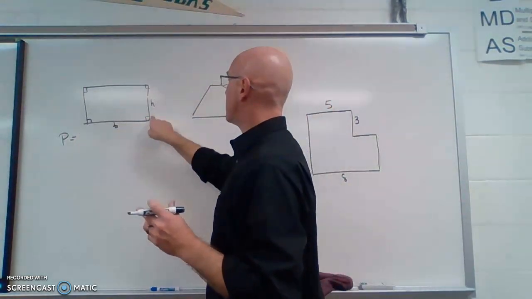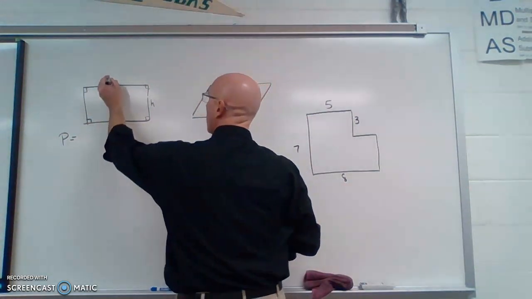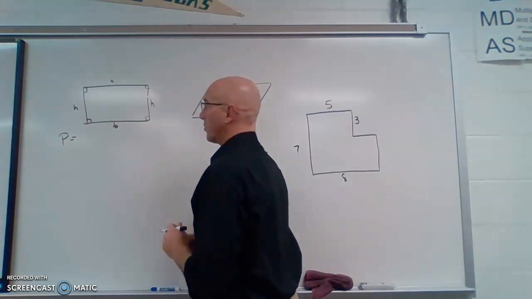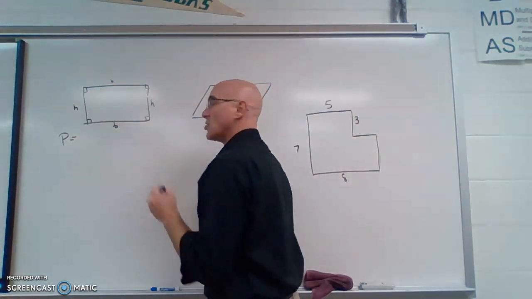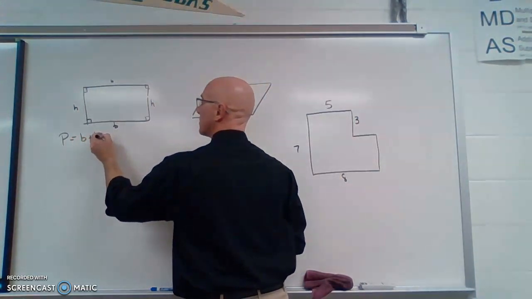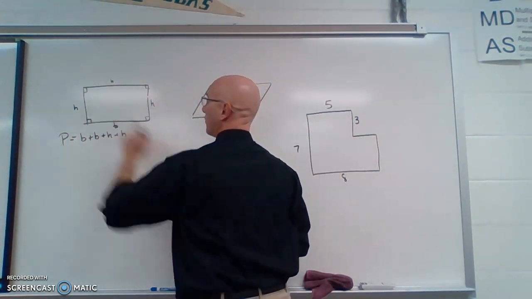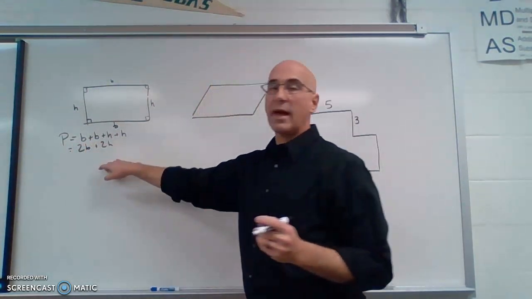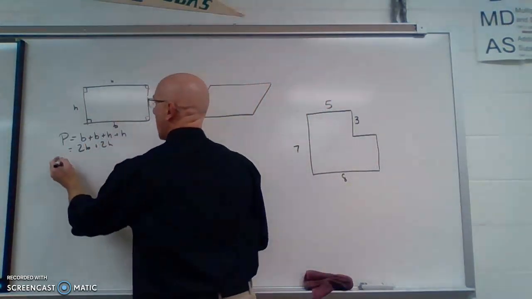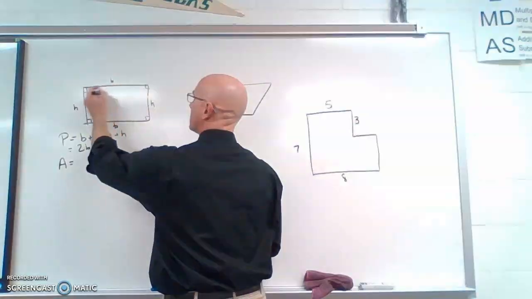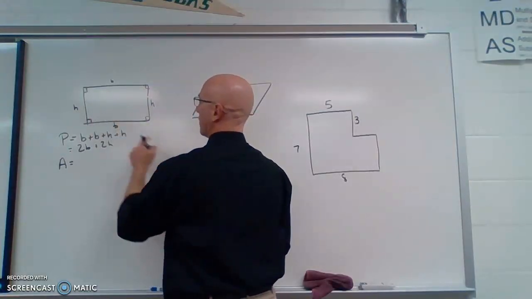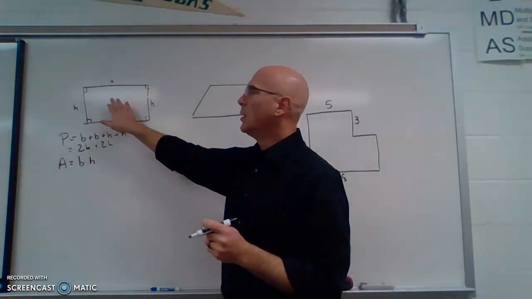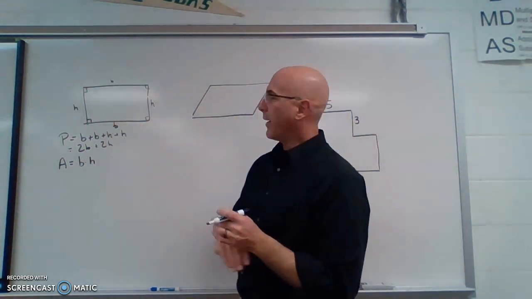So the perimeter is the distance around. We know that these two are parallel and congruent, and these two are parallel and congruent. So we have two bases and two heights. Base plus height plus base plus height. Or we could say 2 times the base plus 2 times the height. That is the perimeter. And the area, the amount of surface that this covers, is base times height. It's kind of like how you learned multiplication way back in 3rd grade.